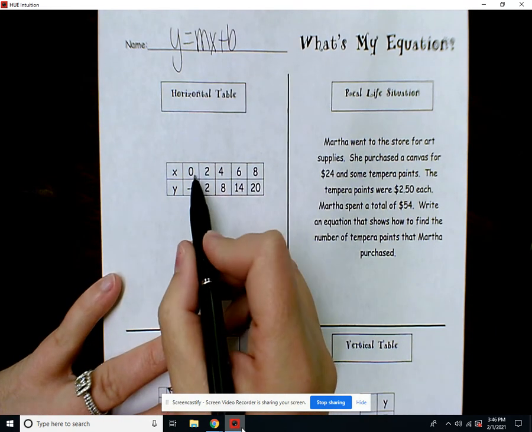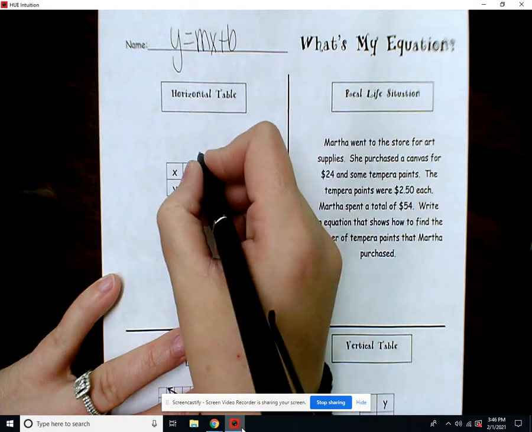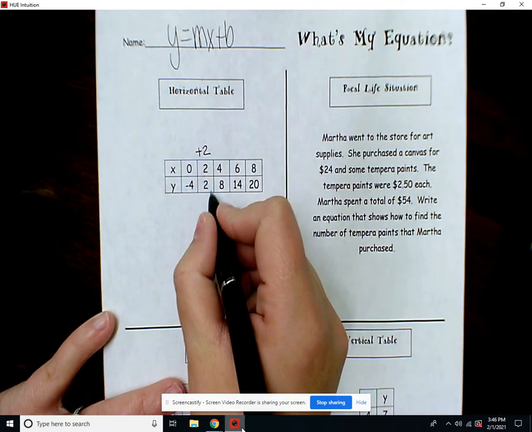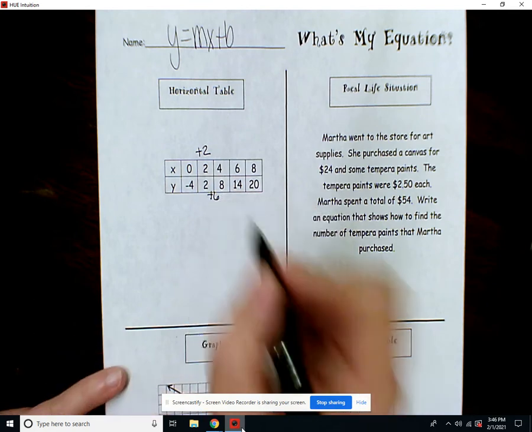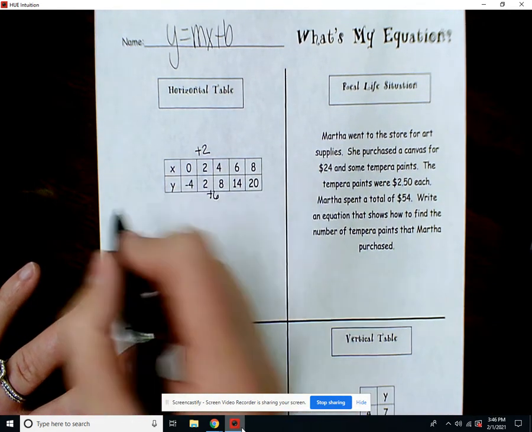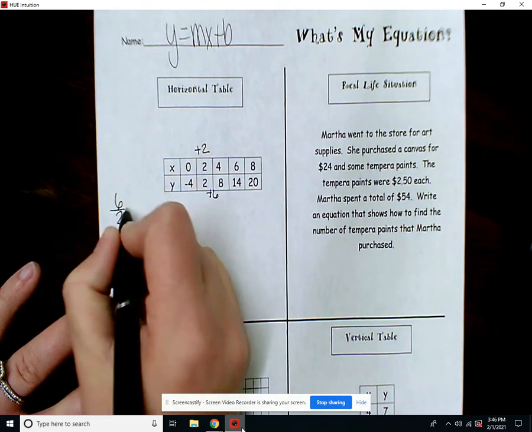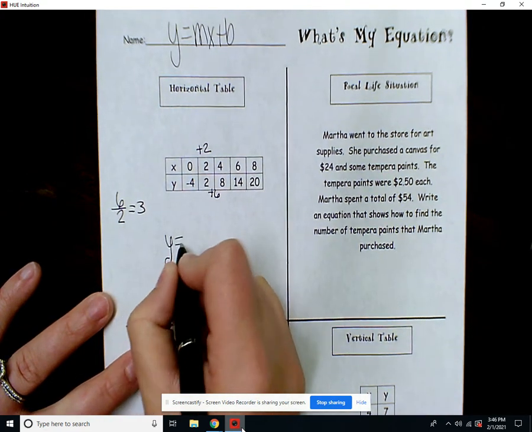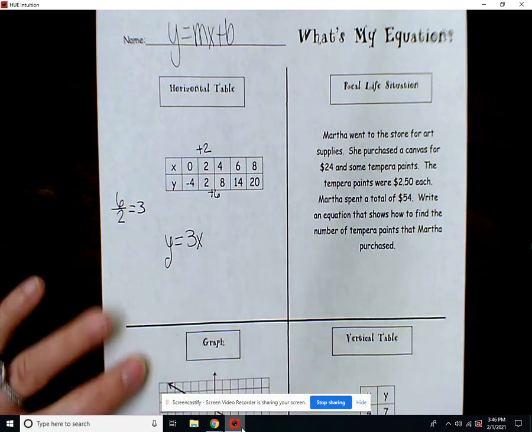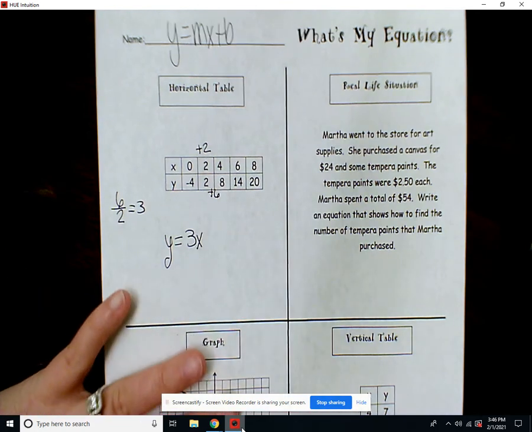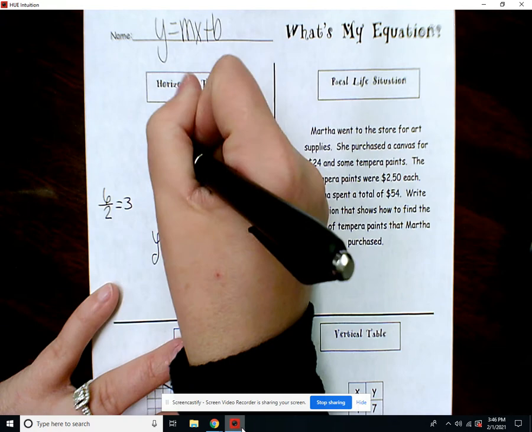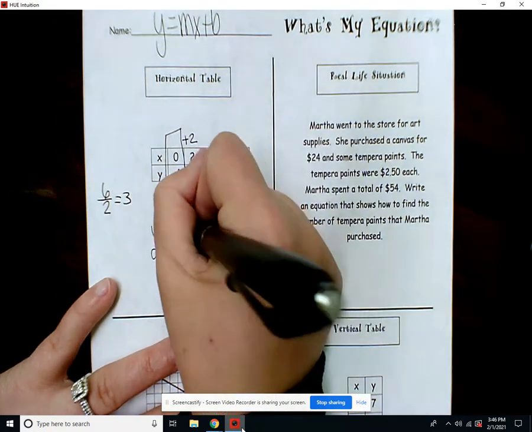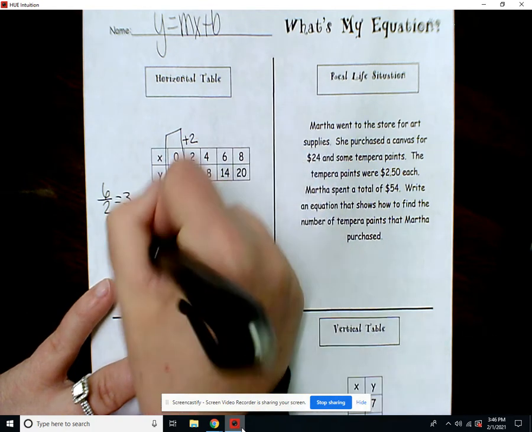So remember we find our change in our x's. These are adding by 2. Our y's we are adding by 6. So we take our y over x, so 6 over 2, which is 3. And then we have y equals 3x. And so when we look at when x is 0, the y value goes at the end. So that's going to be minus 4.